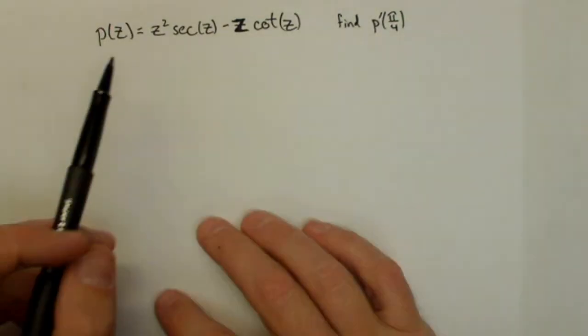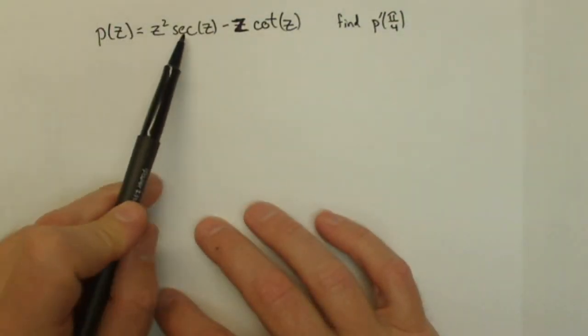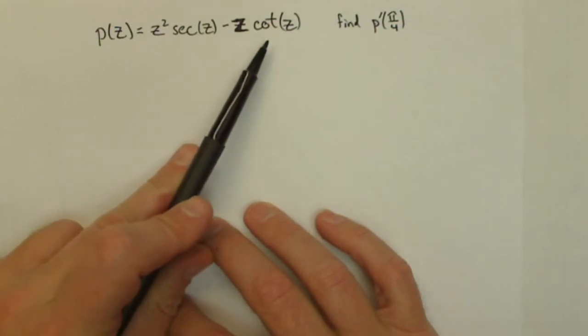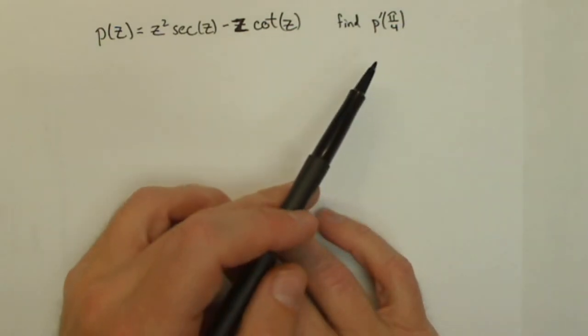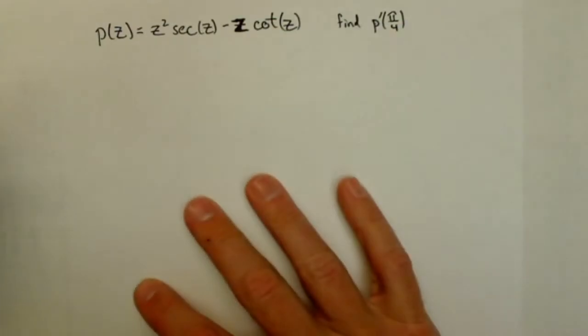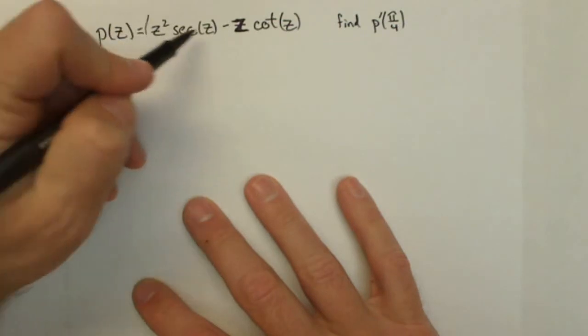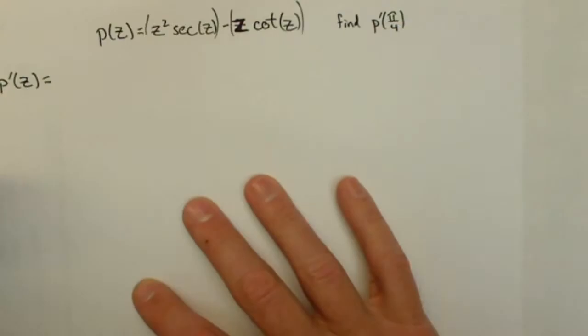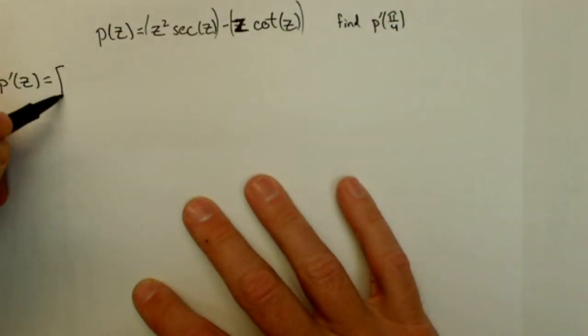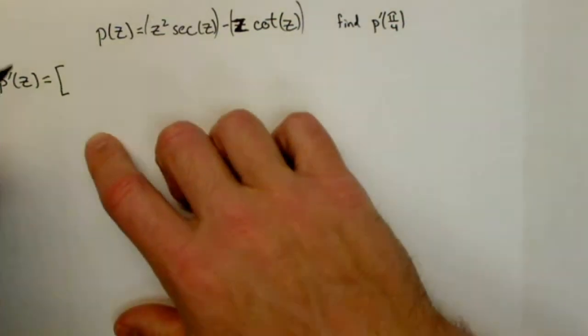So in this video, we're given the function p of z equals z squared secant of z minus z cotangent of z, and we're finding the instantaneous rate of change at pi over 4. So first thing we'll do is find our derivative of z, and there's going to be two product rules in here, one for each of these. So let's split them with a set of brackets.